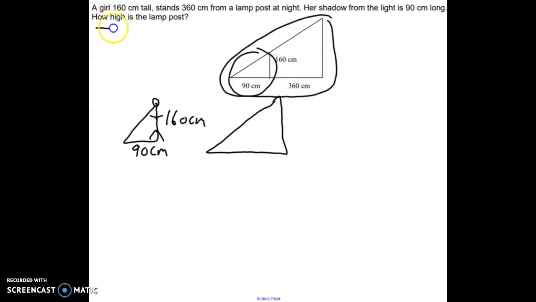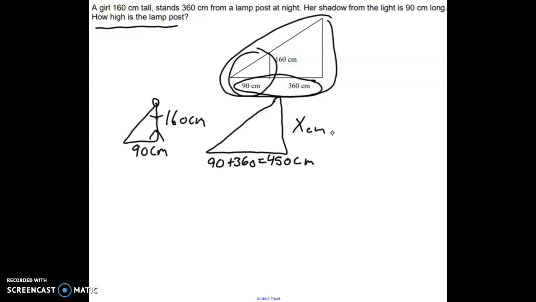The question says, how tall is the lamppost? We're not sure how tall the lamppost is, so we're going to put that as an unknown variable, which is going to be x. Now, because they're similar triangles, we need to make sure that we're combining the entire base. So 90 plus 360 will give me 450. I'm going to put centimeters here just as a good practice to remember our units.